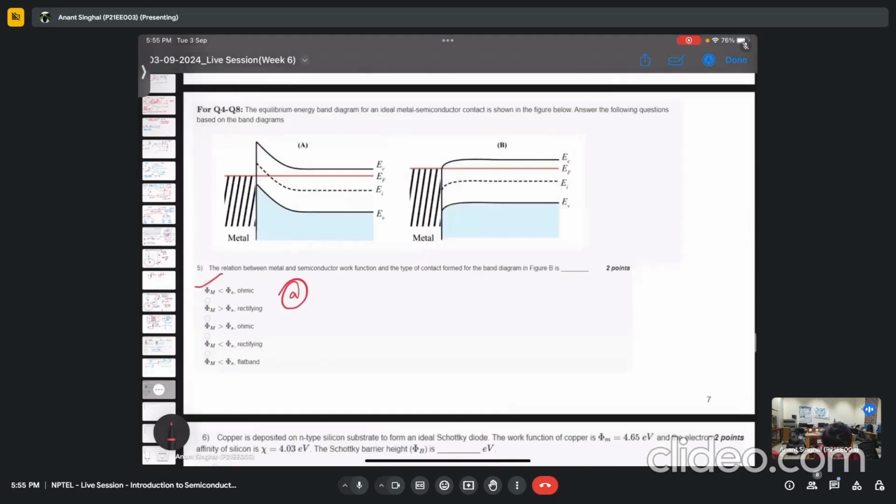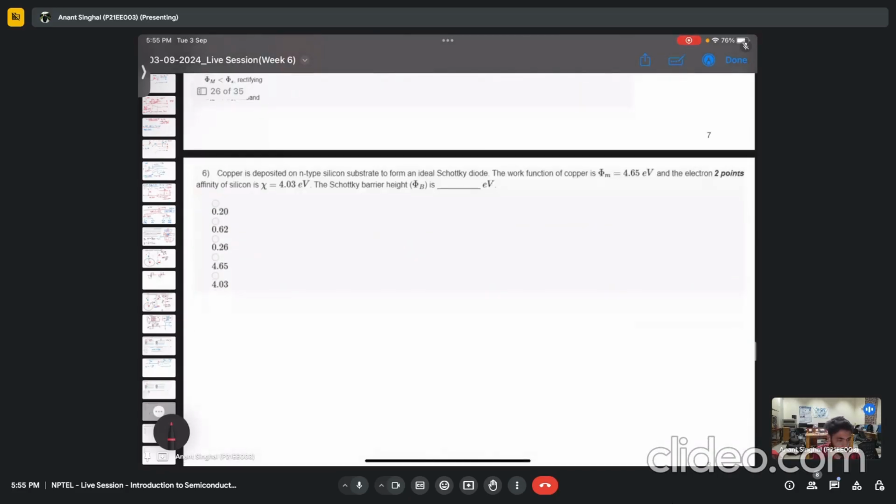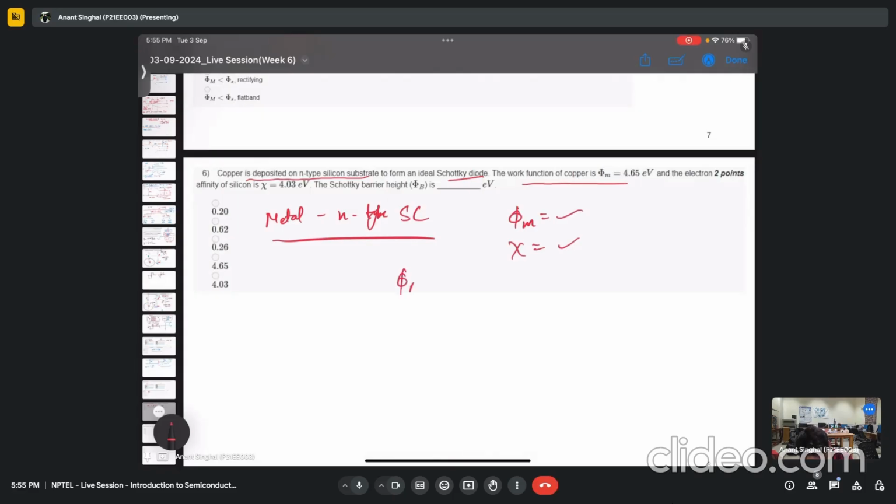So let's move ahead to do some numerical problems also. Now we have copper deposited on an n-type silicon substrate, that is, a metal with an n-type semiconductor, to form an ideal Schottky diode. The work function of the copper, phi m, is given, and the electron affinity is also given. You need to calculate the barrier height. You can take one or two minutes and let me know the answer.